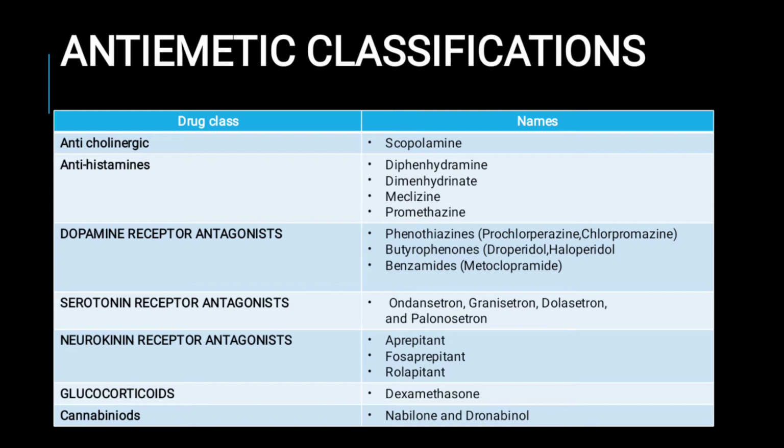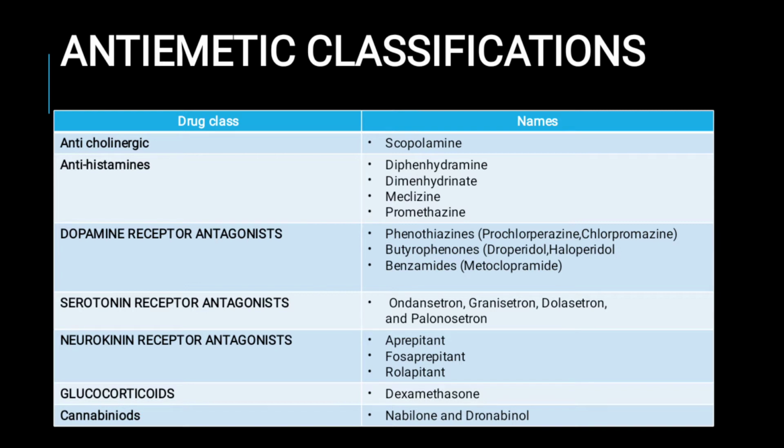Anti-emetics classification. This picture shows anti-emetics and their classes and their names. Anticholinergics include scopolamine. Antihistamines include diphenhydramine, dimenhydrinate, meclizine and promethazine. Dopamine receptor antagonists include phenothiazines, butyrophenones and benzamides.